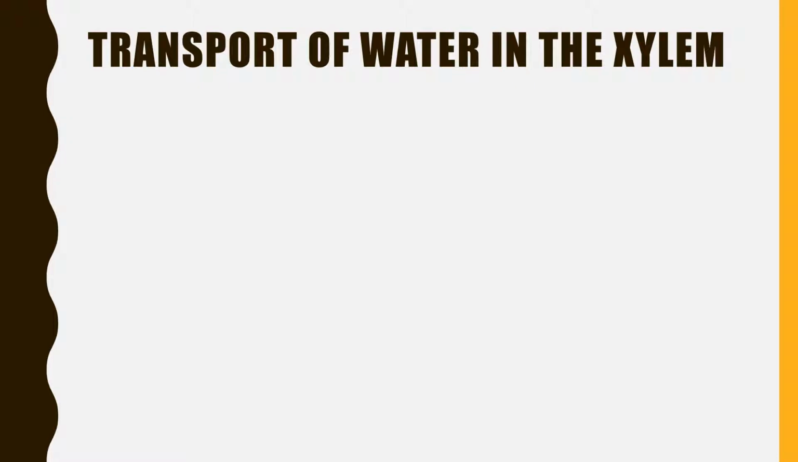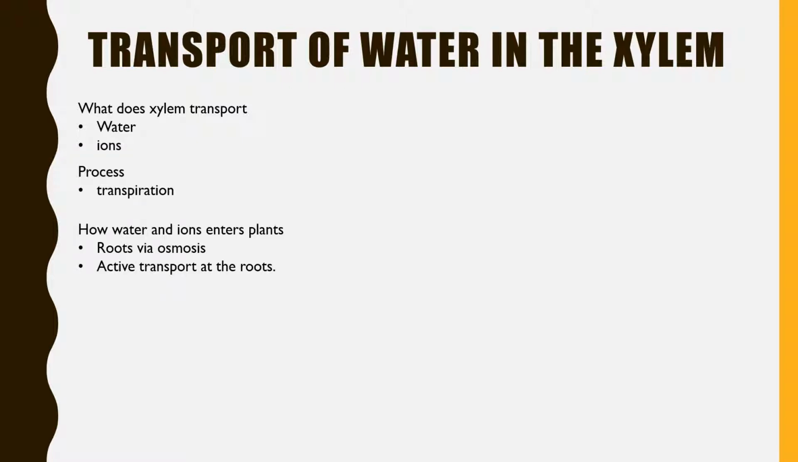Transport of water in the xylem. What does the xylem transport? Well, it transports both water and ions. And the process that it does this by is transpiration. So how does it actually occur? Well, water enters the roots via osmosis and active transport for ions.